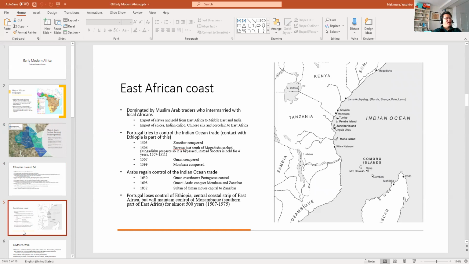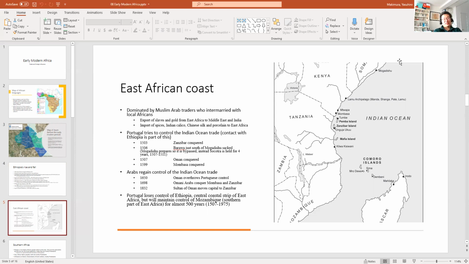And when the Portuguese arrive, first they conquer Mozambique. And then once they get into the Indian Ocean here, the first place they conquer is Zanzibar Island, in 1503. And then 3 years later, in 1506, Barawa, which is just south of Mogadishu, is sacked by the Portuguese. When a Portuguese fleet sailed nearby, the city didn't see any preparations for defense, so the Portuguese just sacked it.